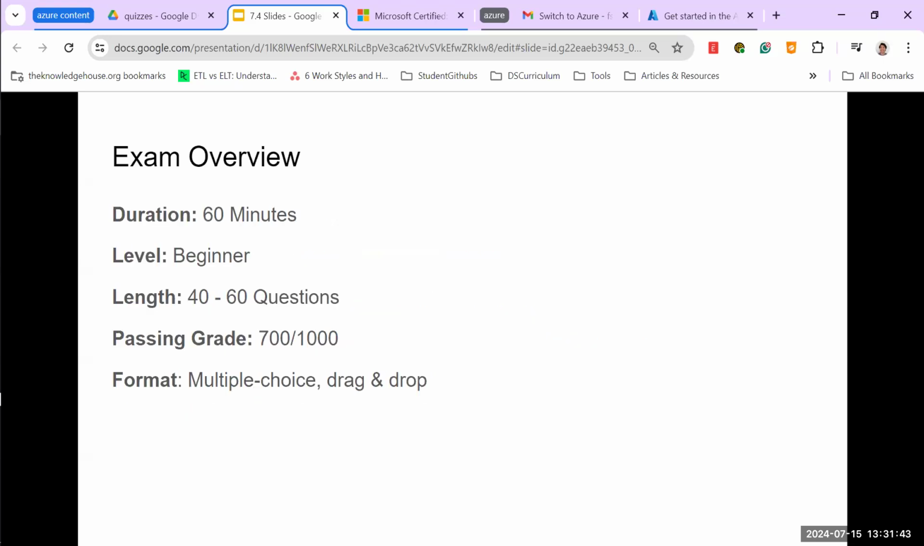The exam is about 60 minutes. It's designed for beginners, so there are no gotcha questions, and no labs that you have to complete. It's about 40 to 60 questions long, and the passing grade is exactly 70%, or 700 out of 1,000. It's all remote. You don't have to go into any testing place or anything like that. All you have to do is log into a specific testing environment and sit there for 60 minutes, or however long it takes for you to complete these multiple choice questions.